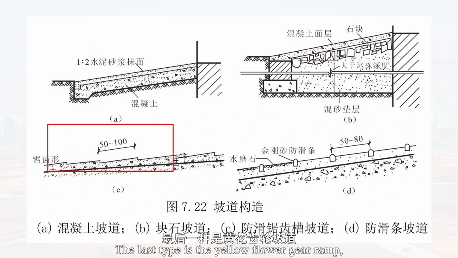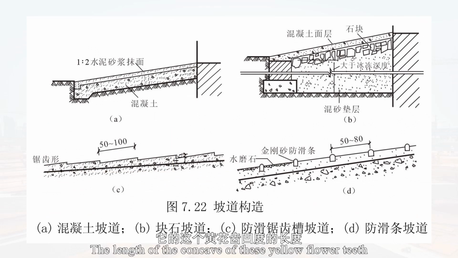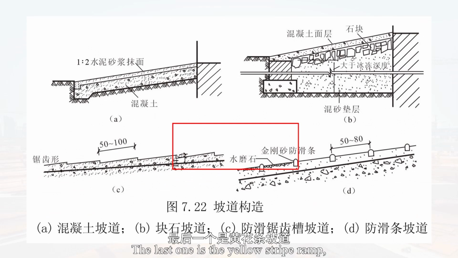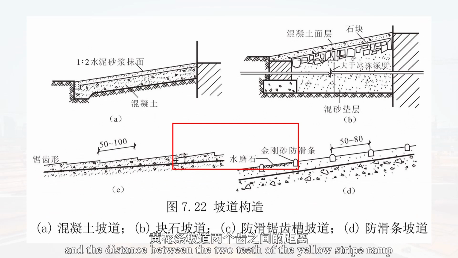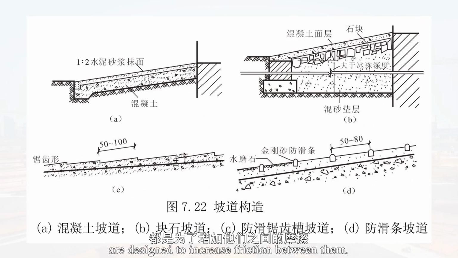The third type is the yellow flower gear ramp, which has yellow flower teeth on its surface. The length of the concave of these yellow flower teeth is approximately 50 to 100 millimeters. The last one is the yellow stripe ramp, and the distance between the 2 teeth of the yellow stripe ramp is also about 50 to 80 millimeters. Both forms are designed to increase friction.